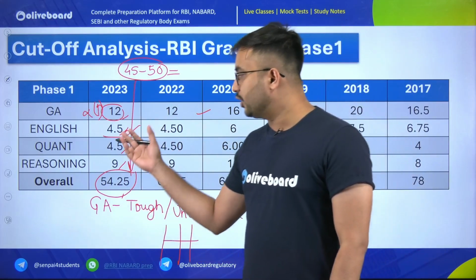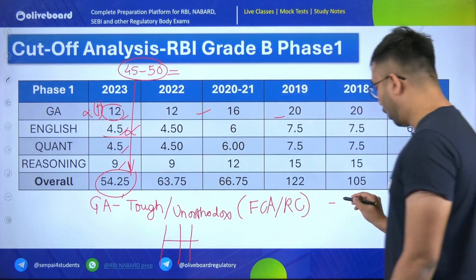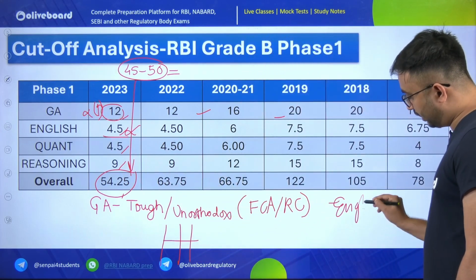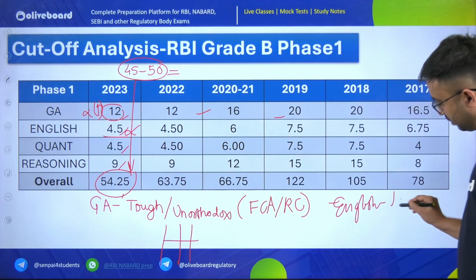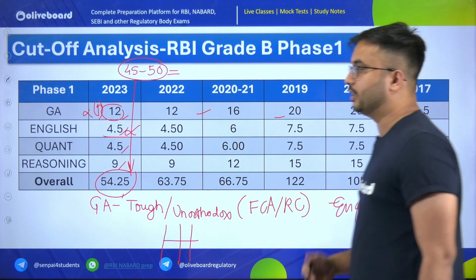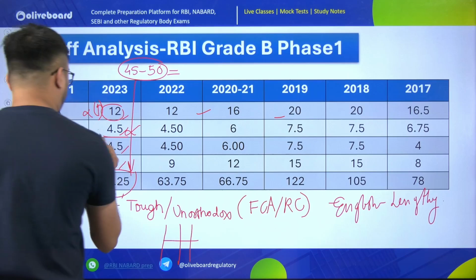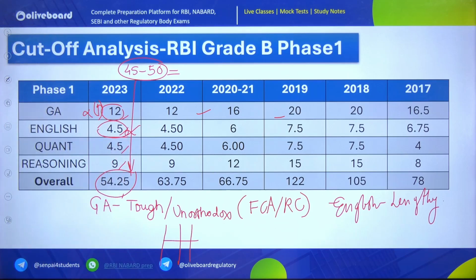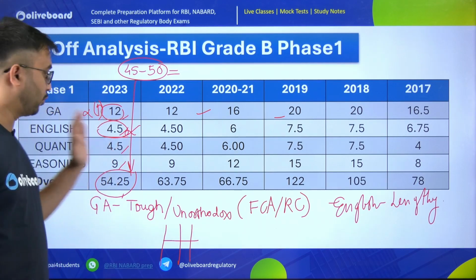Okay? So English, again, what changed in English was, overall, it was lengthy in nature. Okay, it was a little bit lengthy in nature. Then when we are talking about English, the last year's cutoff was 4.5. So we can say that the cutoff will be more than this 4.5.